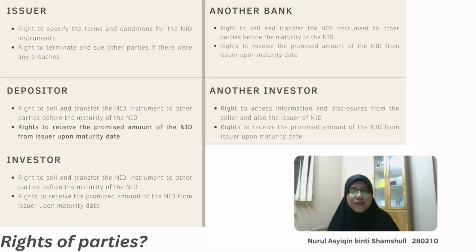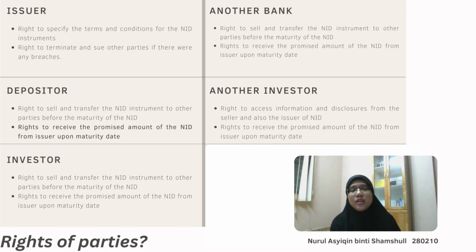Next, for the rights of each party. For the issuer, the first right is the right to specify the terms and conditions for the NID instrument. The issuer can specify the terms and conditions of the NID, which include the principal amount, the maturity date, interest rate, tenor, and other relevant terms. The issuer also has the right to set conditions for the NID, such as the payment of the instrument.